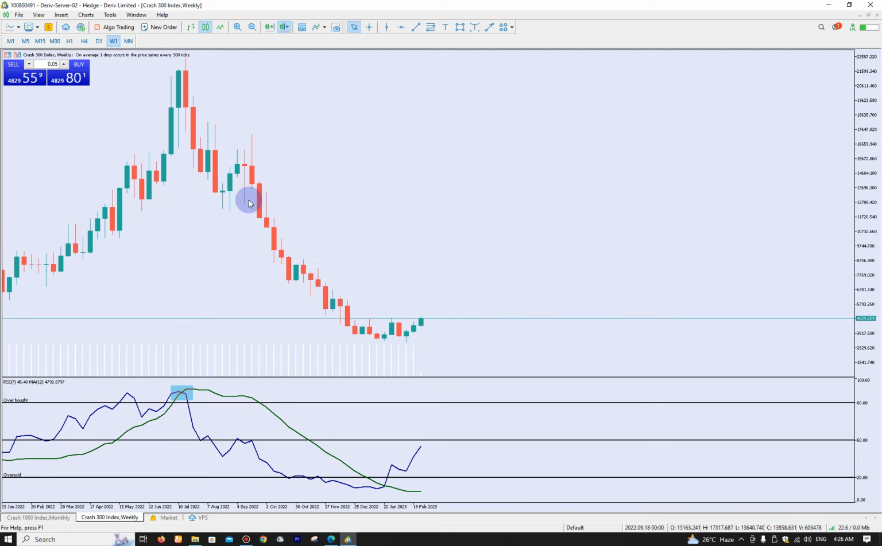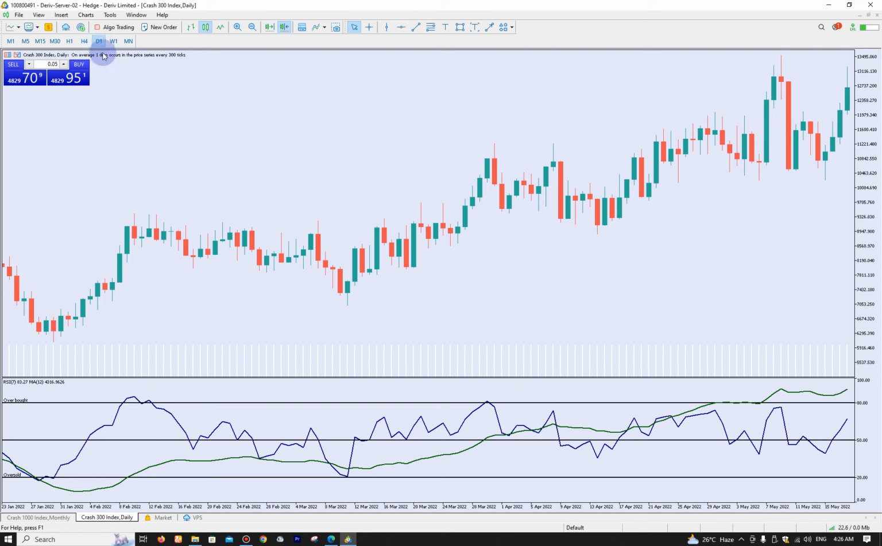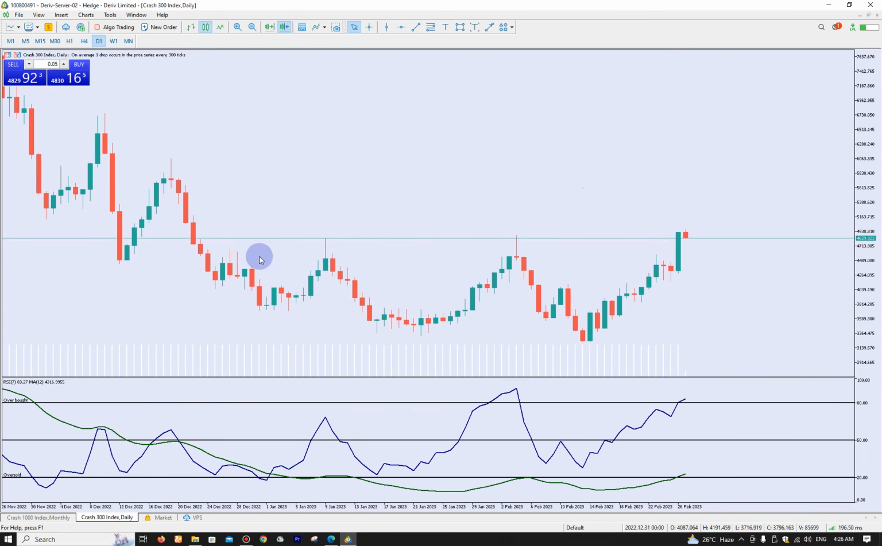So that is it, guys. This is one little way, big secrets of an eye opener on how to trade Crash 300 to make maximum profits out of the market. So you really need to do this technical analysis to get a clear picture of what the market is saying. You need to do the technical analysis.